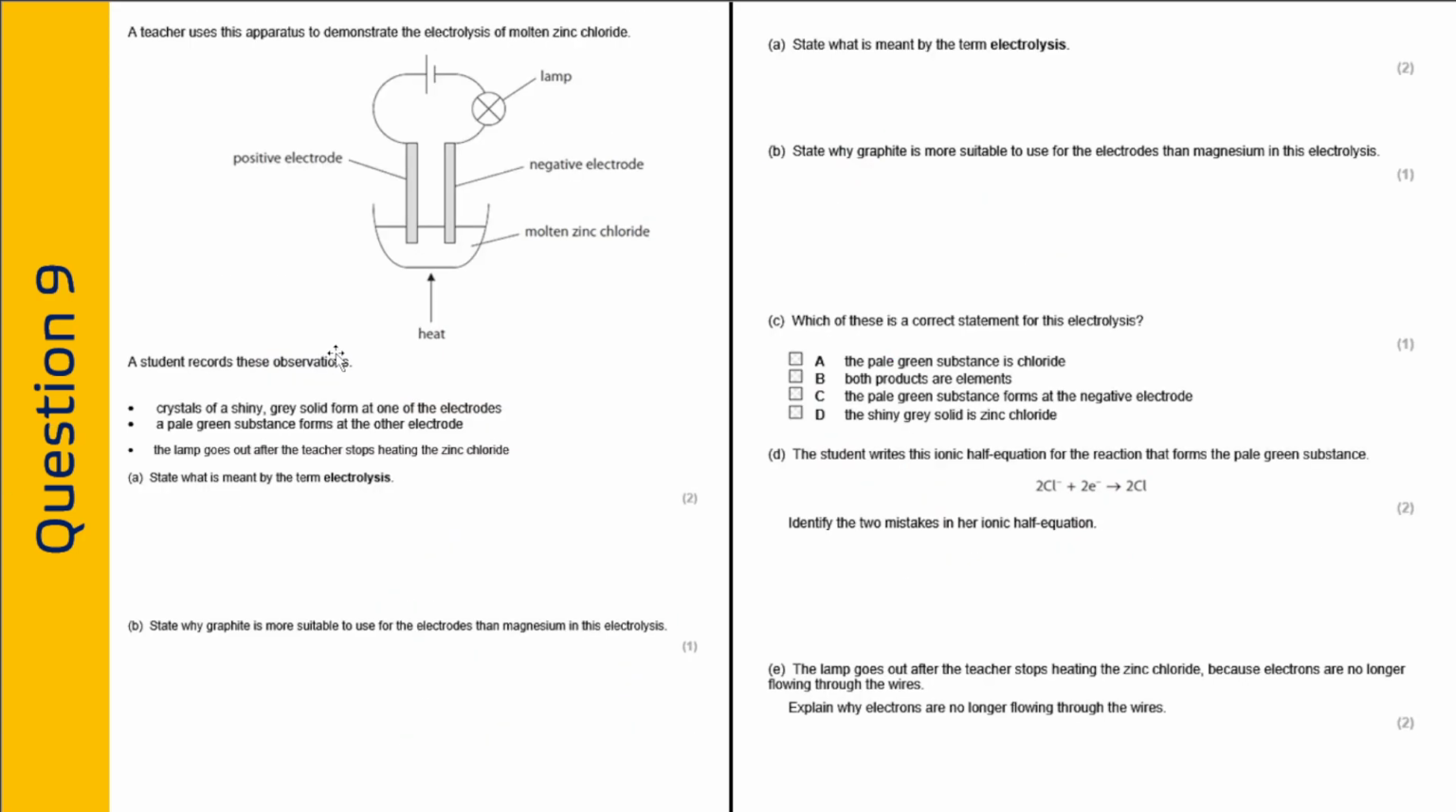A teacher uses this apparatus to demonstrate the electrolysis of molten zinc chloride. State what is meant by the term electrolysis. Very simple. It is the breakdown, or decomposition, of a compound, or you can say that you pass electricity through an electrolyte and a chemical change takes place. State why graphite is more suitable to use than magnesium: because graphite is inert, meaning that it won't react with others. Sorry, this is very repetitive. I put a mistake here.